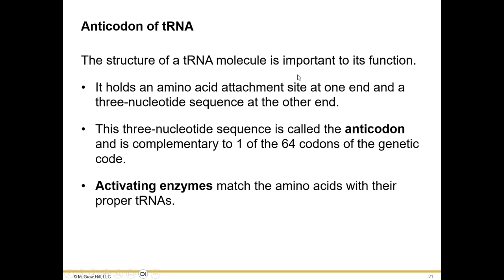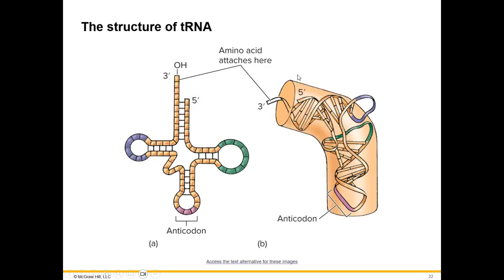We also have activating enzymes, which match the amino acids with their proper tRNAs. So here you can see what that looks like. This is an example of tRNA. And here is the bottom with the anticodon. This is a combination of 3 nucleotides. At the top, that's where we attach the amino acid that's going to be part of our polypeptide chain. So it's important to remember mRNA is our codon, matching with tRNA that has the anticodon.